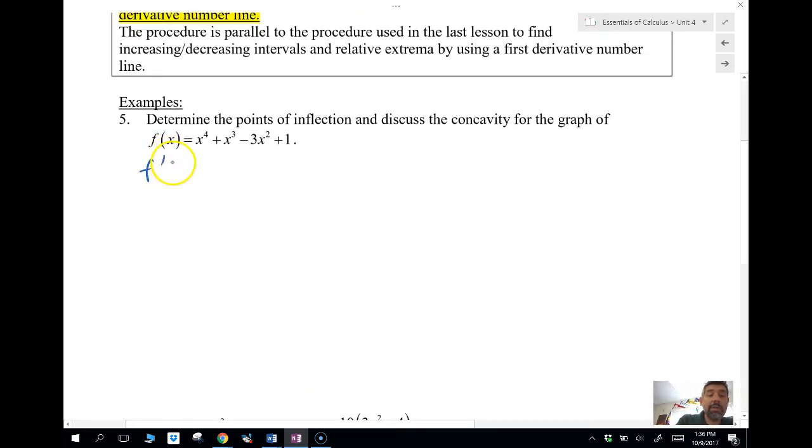So we're going to take the derivative. I'm going to get 4x cubed plus 3x squared minus 6x. And then I'm going to take the derivative again, because I need the second derivative.